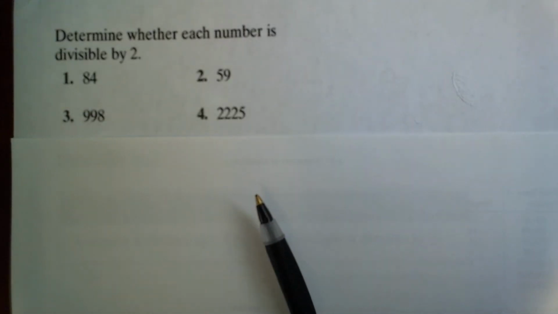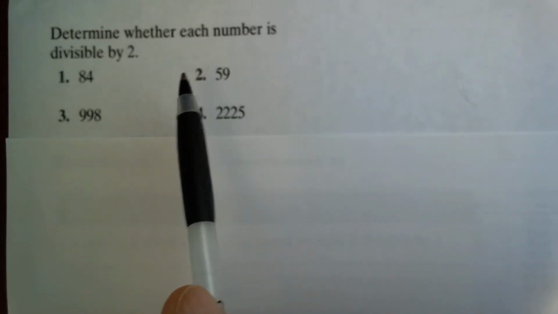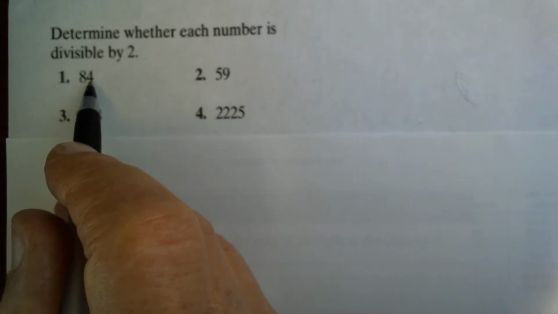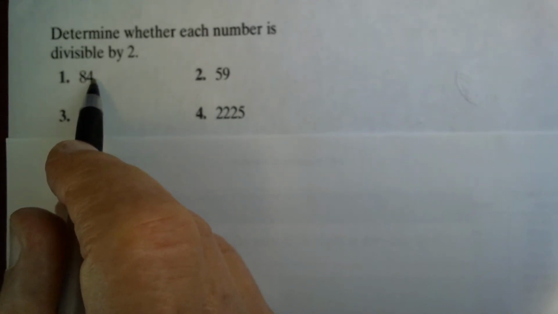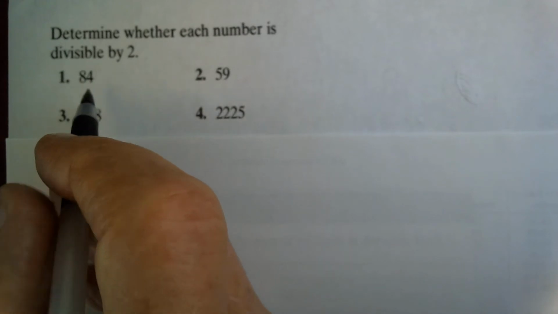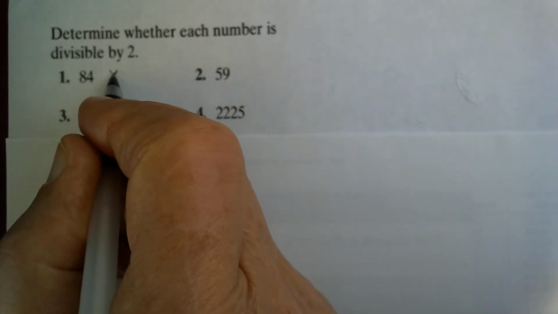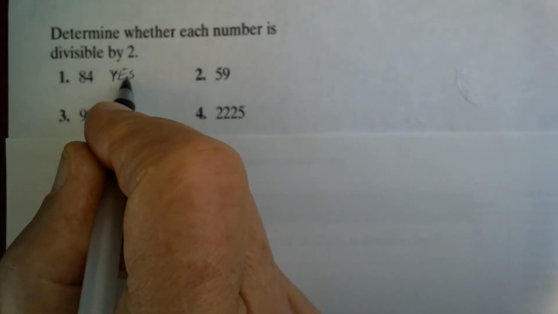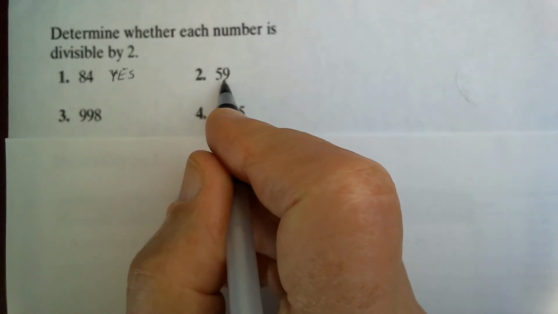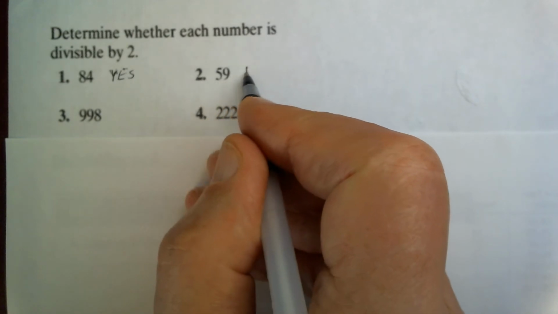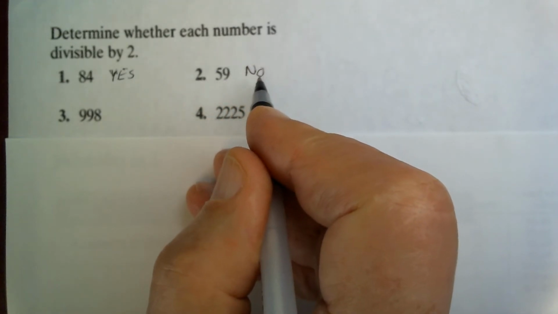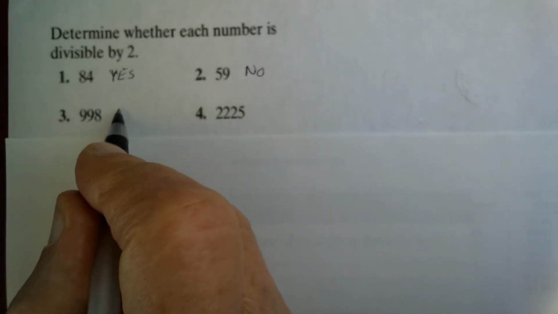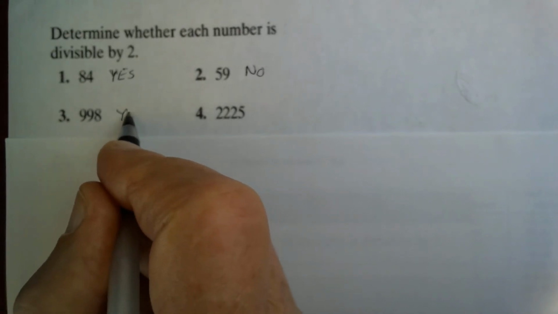So when we look at some simple exercises here, determine whether each number is divisible by 2. Number 1, the ones digit is a 4, that's an even number, so 84 is divisible by 2. Here, the ones digit is a 9, which is an odd number, so it's not divisible by 2. And here, the ones digit is an 8, and 8 is divisible by 2, so the whole number is divisible by 2.